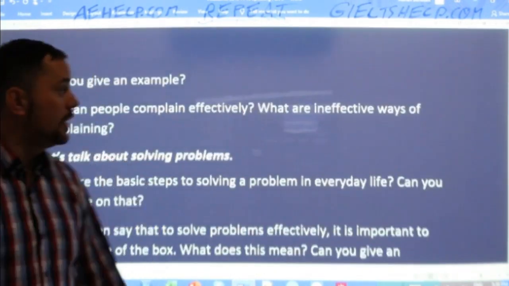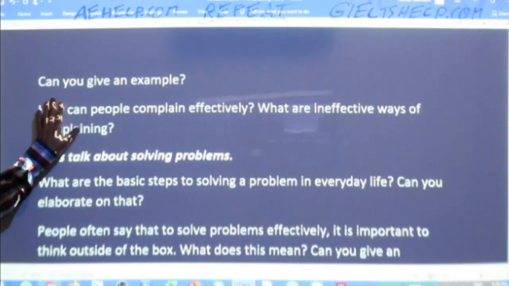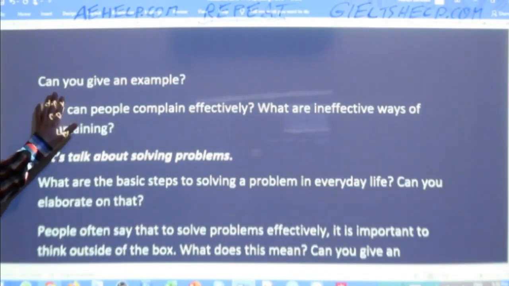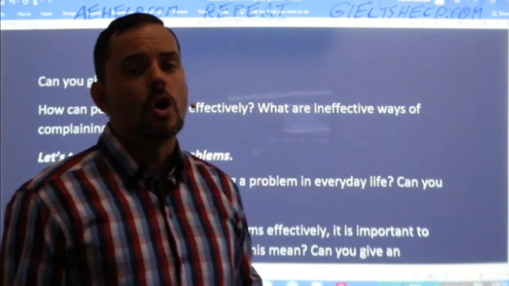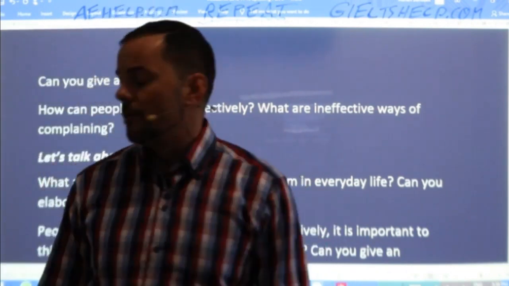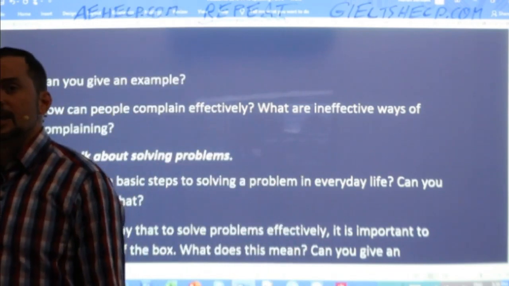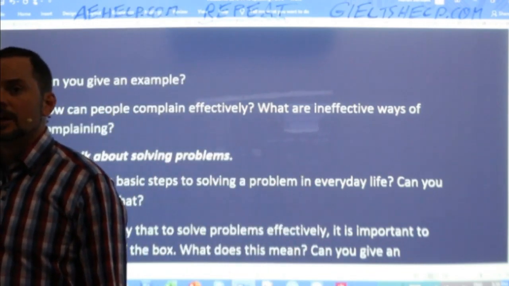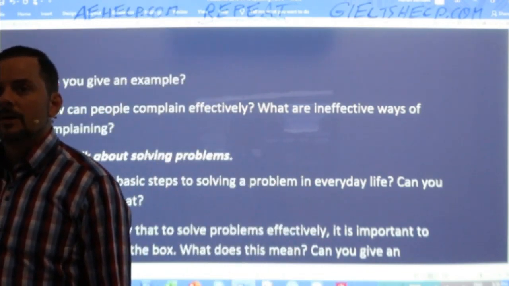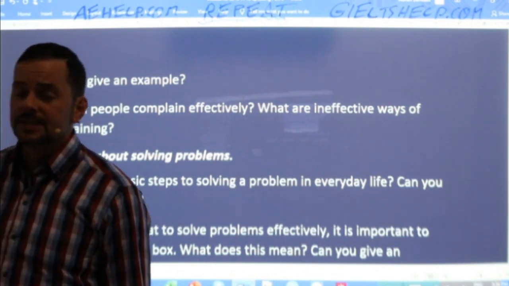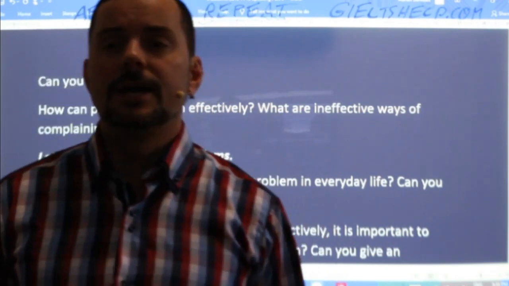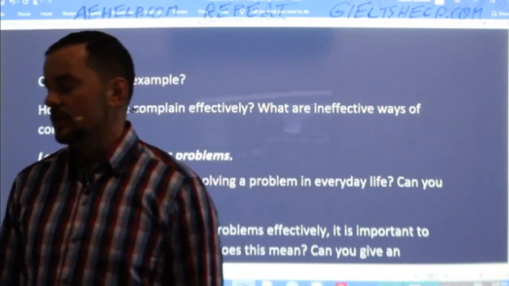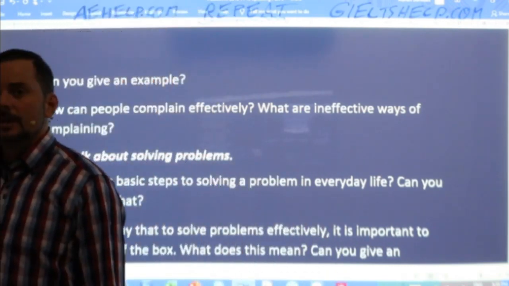So then comes a follow-up question. And our follow-up question here is, can you give an example? So 2 very common types of follow-up questions that you can see in part 3 are, can you give an example and can you elaborate? Okay, so can you give an example and can you elaborate?